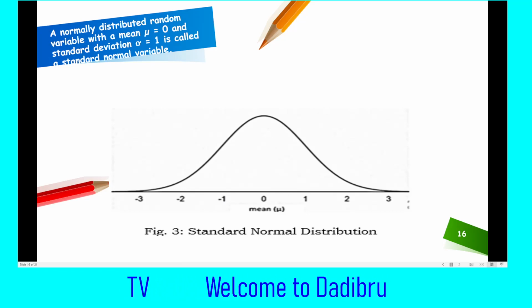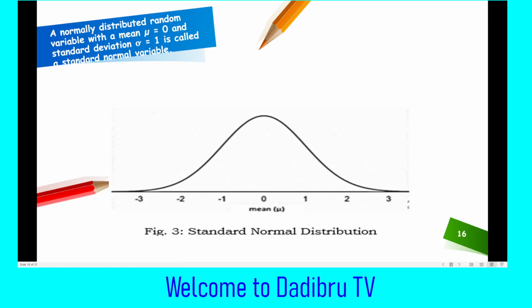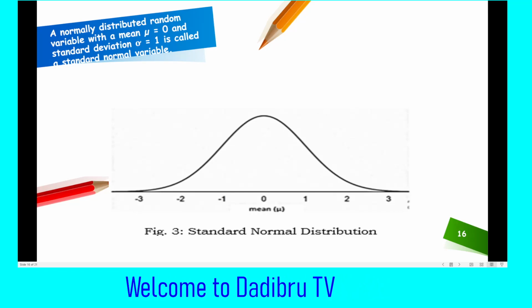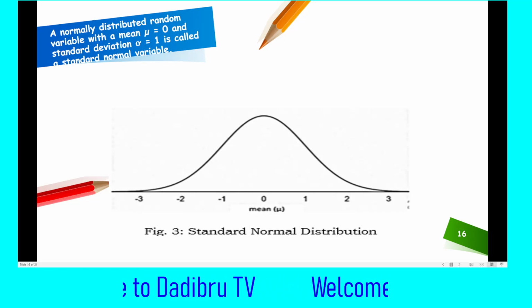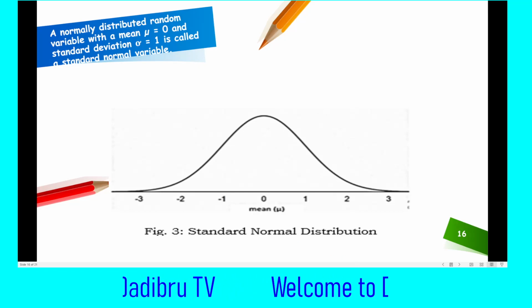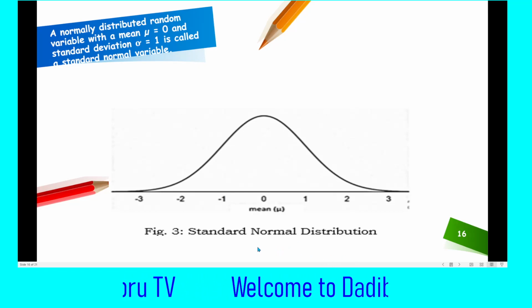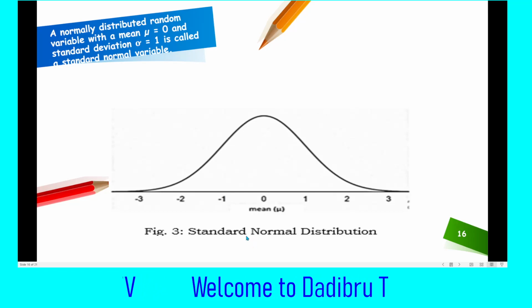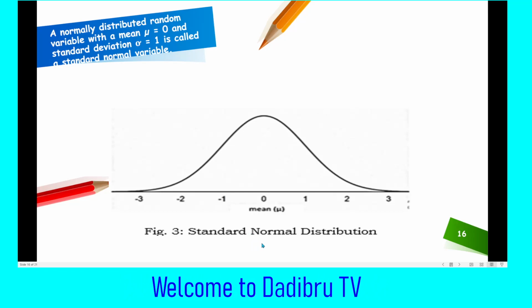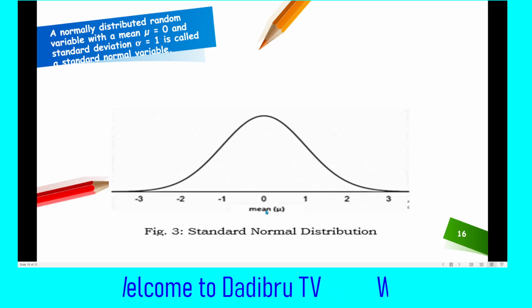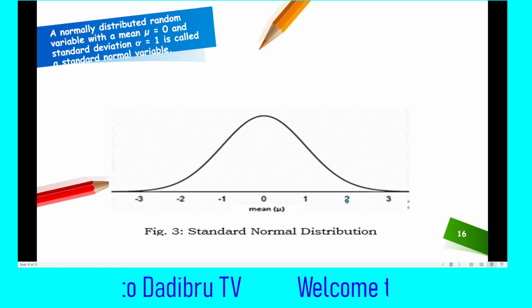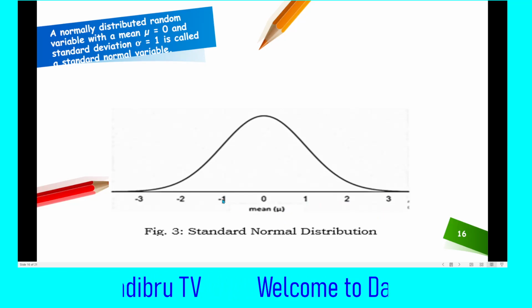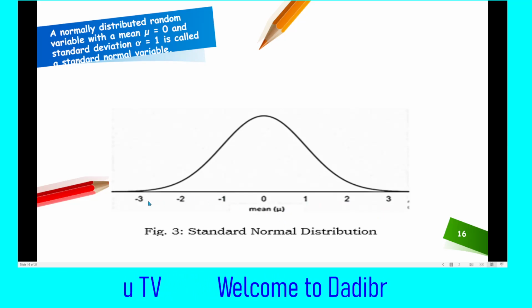Now, a normally distributed random variable with a mean mu equal to 0 and standard deviation sigma equal to 1 is called a standard normal curve. Look at figure 3. This is an example of a standard normal distribution. The center is the mean. To the right of the mean are positive 1, 2, and 3. To the left are negative 1, negative 2, and negative 3.